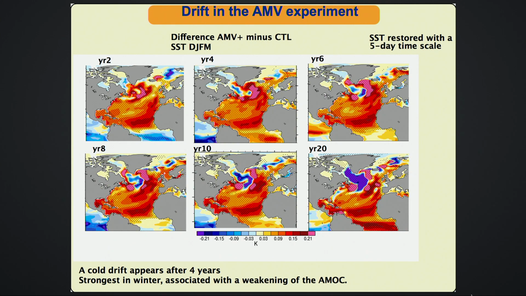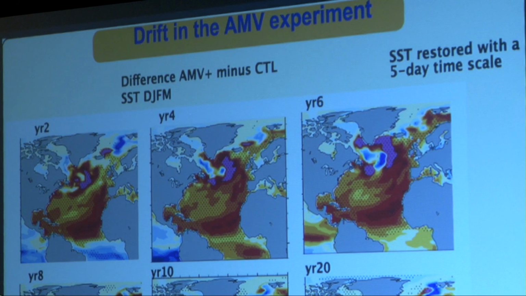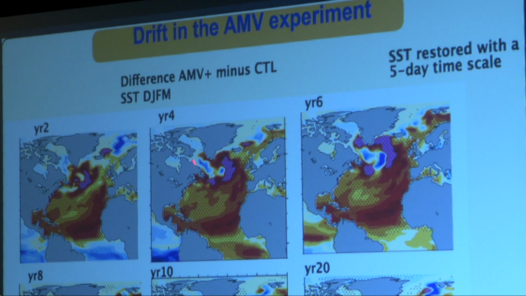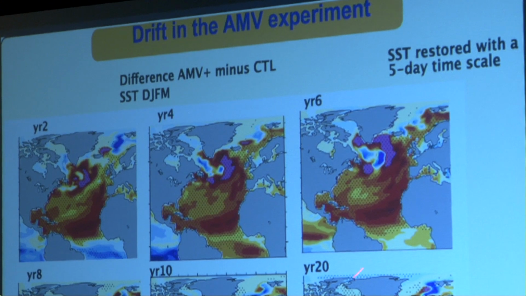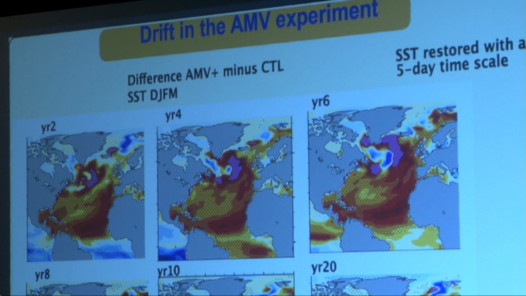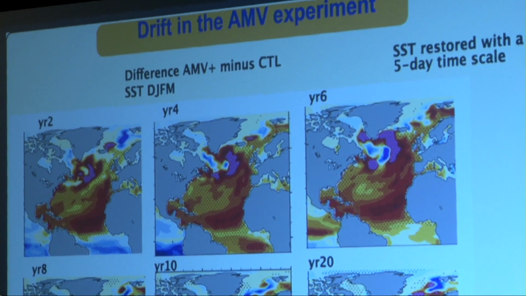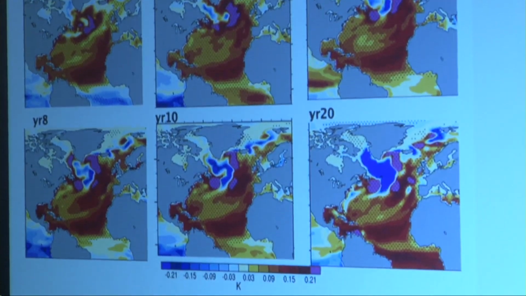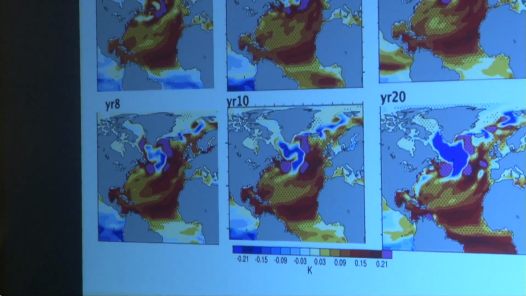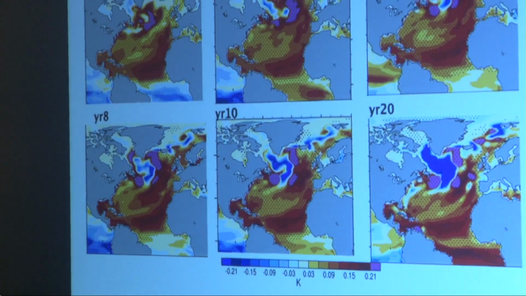So this is the sea surface temperature wintertime evolution in AMV plus minus control. I just selected a few years to show you that after 3-4 years, there is a cooling that appears in the North Atlantic despite this 5-day restoring that we're imposing. You see that it's not significant in year 4, but it really develops, and after year 10, 20, it's a really strong cooling there. This is at the surface, and we have attributed this cold drift to a weakening of the Atlantic meridional overturning circulation.